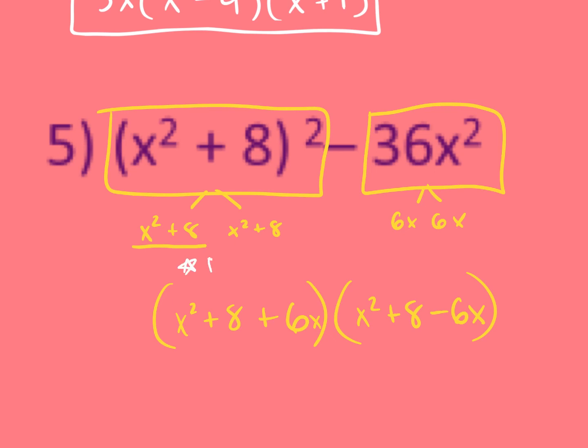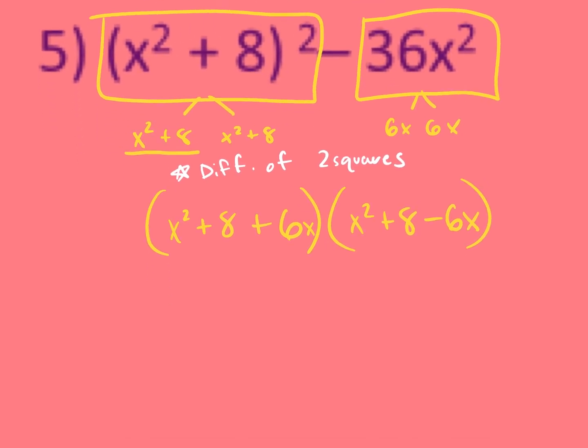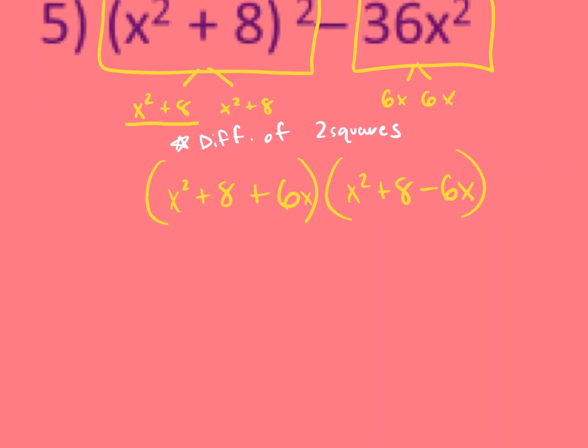So here I factored it with the difference of two squares. Now let's see. Am I done factoring? What's wrong with this parentheses here? Is it in standard form? No, let's put it in standard form and check and see if we could factor it anymore. So I have x squared plus 6x plus 8. And I'm going to put the second one in standard form too. So x squared minus 6x plus 8.